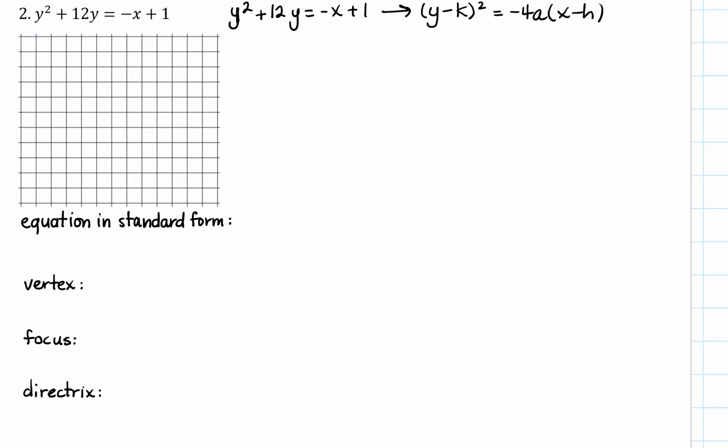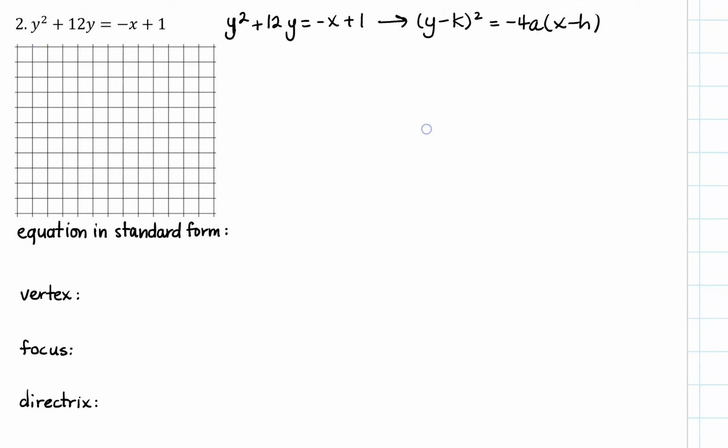And the way we can tell that is because y was squared in the equation that we were given, so y should be the term that's squared in the standard form, and the x is negative on the other side of the equation. So because the x is negative, I know that I have a negative in front of my 4a x minus h. So the two things, y being squared and x being negative, is what gives us this form from our table that we had earlier.